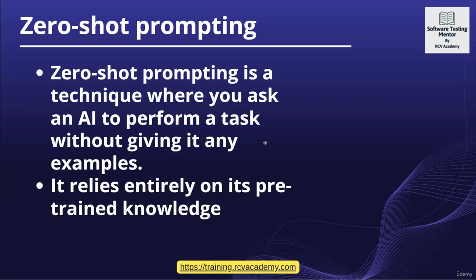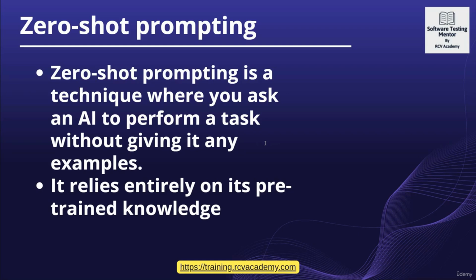Now, zero-shot prompting is a technique where you ask the AI LLM models to perform any task and you don't give any examples at all. This prompt relies completely on the pre-trained knowledge of the LLM. When you use ChatGPT, behind that there is a large language model. In the front end, you see the text box wherein you can type your queries.